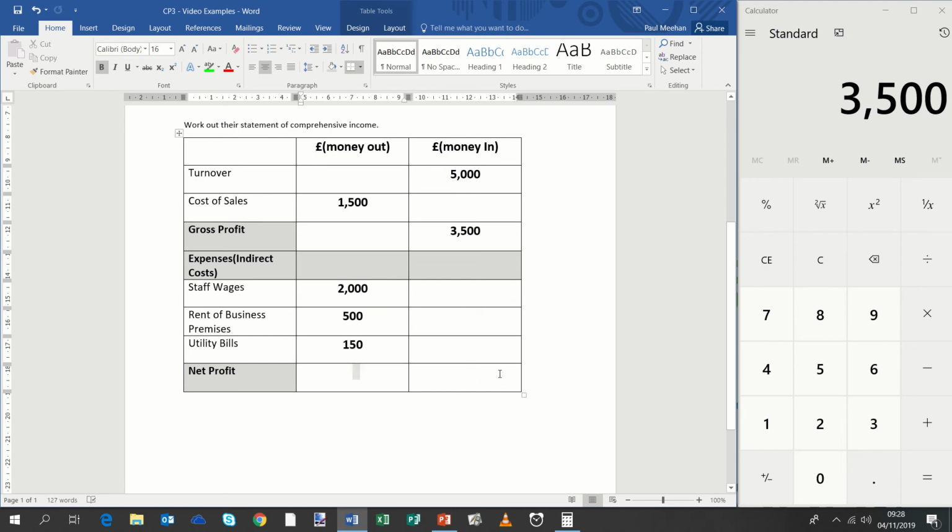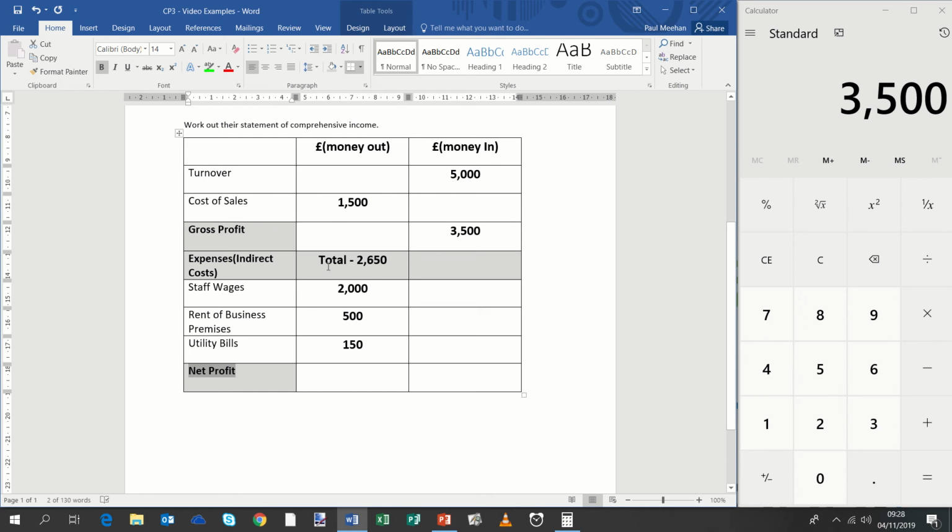Keep that there for a second. 2650. You can put it here if you want, if you want to help yourself out, total expenses. But it's not usually left in. So, and then what I'm going to do is I'm going to take that figure away from this figure to work out my net profit. So net profit is total expenses taken away from gross profit, or gross profit minus total expenses.